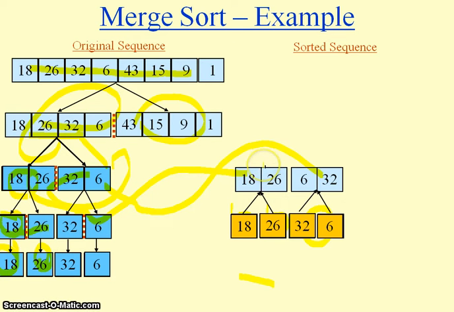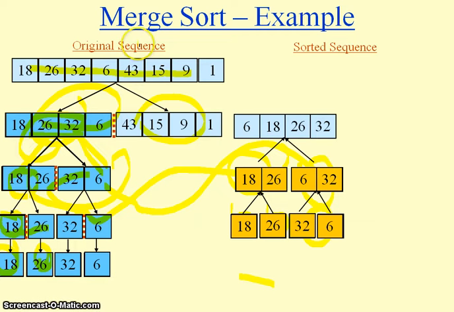Now this is the solution for the first subproblem of 18 and 26, and this is the solution for the second subproblem with 32 and 6. Now these two are combined to get the solution for subproblem 1 of the original problem. 18 is compared with 6. 6 is copied first, then 18, 26, and 32, and this is how we obtain the solution for the subproblem of the original problem. The left half is solved, and now coming to the right half.